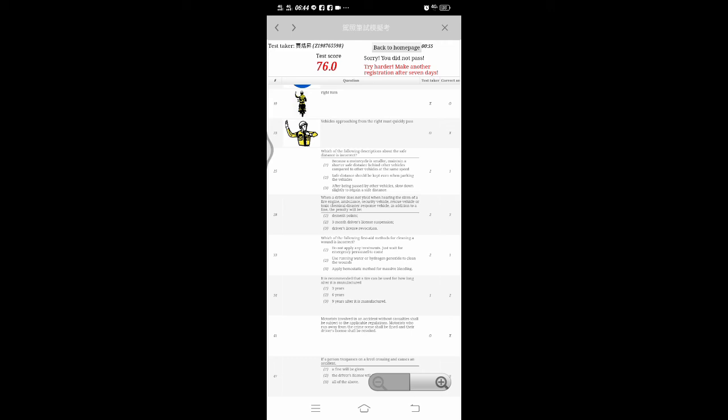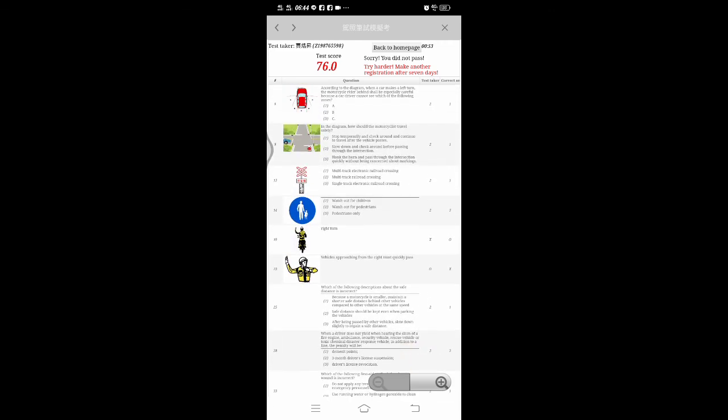76 lang tayo. Yan yung mga mali. Nakikita nyo sa gilid. Screenshot nyo na lang para matandaan mo kung saan ka nagkamali. Para yun yung re-review mo. Dito sa may gilid. Ayun yung correct answer.